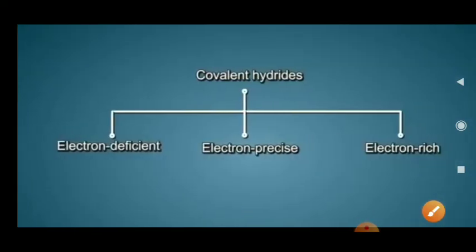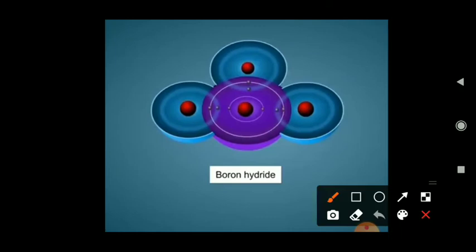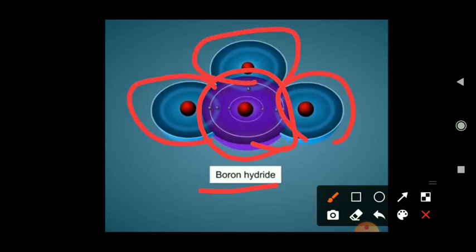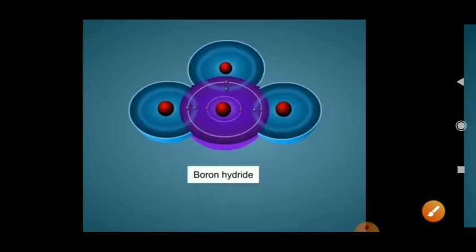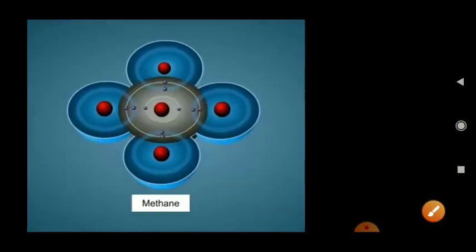This is an example of electron deficient. Why is it electron deficient? Because there is no lone pair and not all atoms have a complete octet. For example, boron hydride: when an atom of boron reacts with 3 atoms of hydrogen, it forms boron hydride, with three single bonds. So it is called electron deficient hydride, boron hydride.